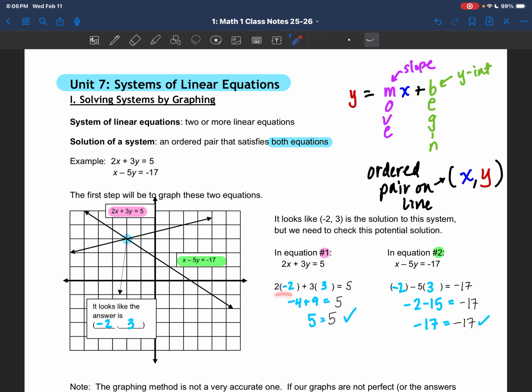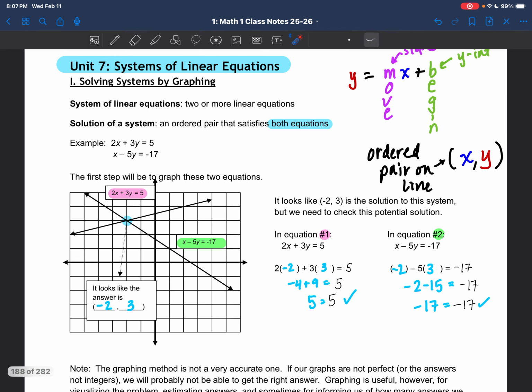I'm going to get -4 plus 9 equals 5. Well, since 5 equals 5, that's good. So far this works, but it has to work for both. Now we're going to substitute x as -2 here, and substitute y as 3, and see, does it equal -17? Well, -2, and then remember it's -5 times 3, which is -15. Combine the two together, you get -17. Since it works for both, this is a solution.